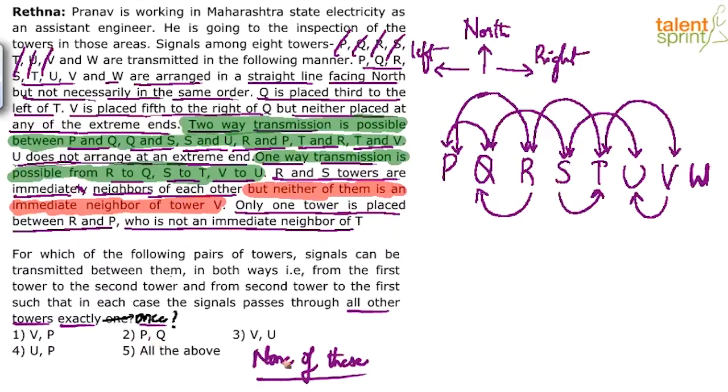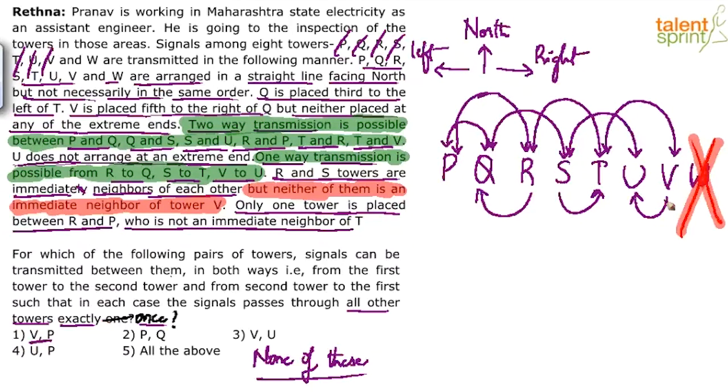Let's just forget about W for a moment and keep W out of the picture. Strictly speaking, the answer should be none of these. I'm just keeping W outside and then verifying the answer so that you know how to solve such questions. It says there should be communication from V to P in such a way that the signal passes through all the other towers.